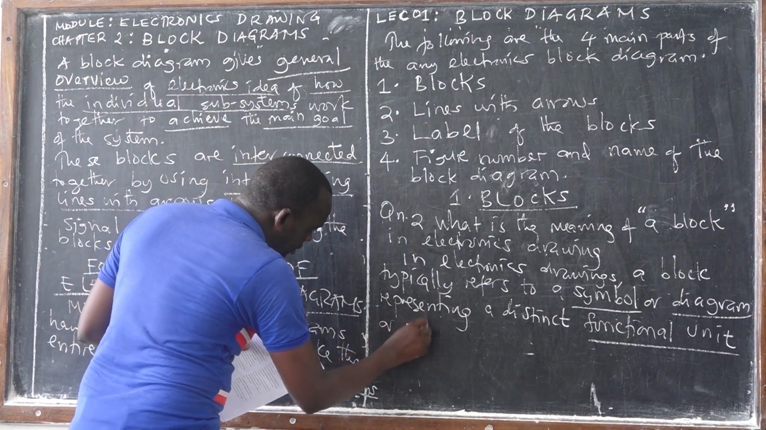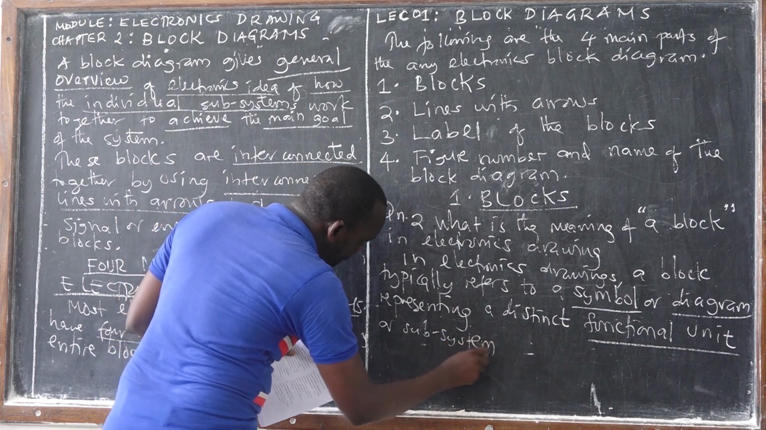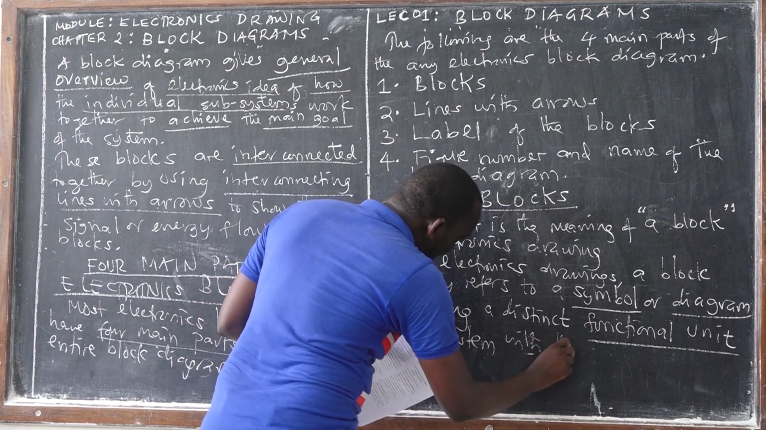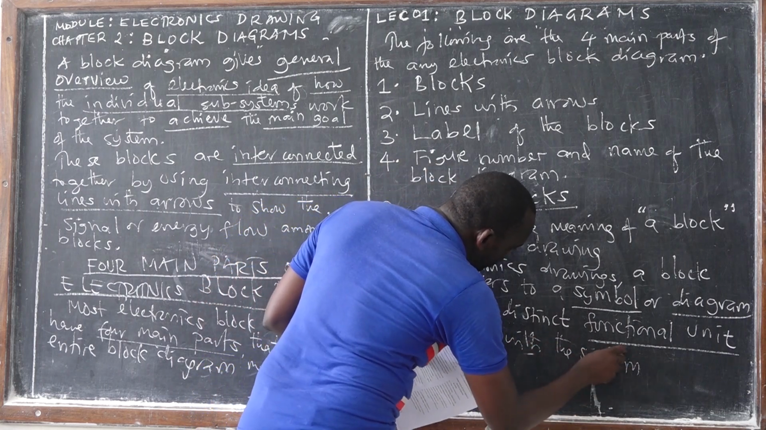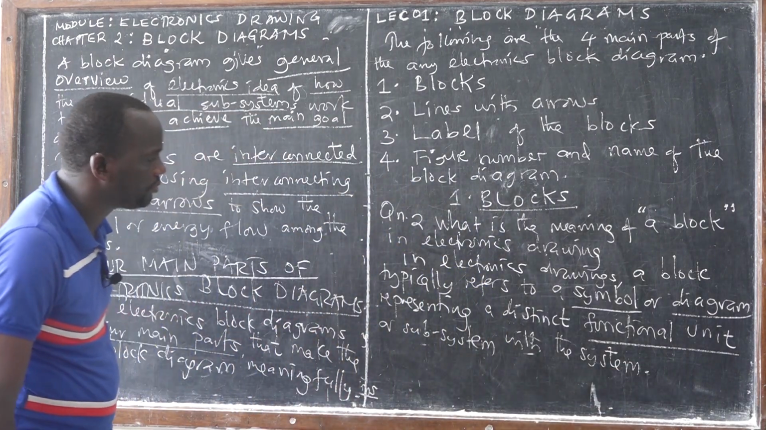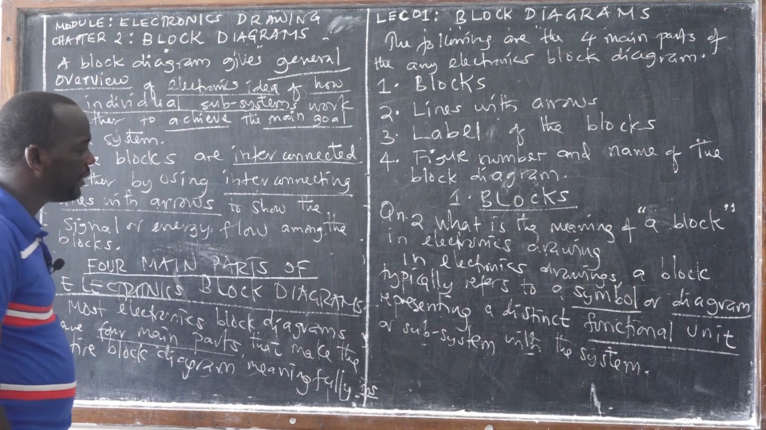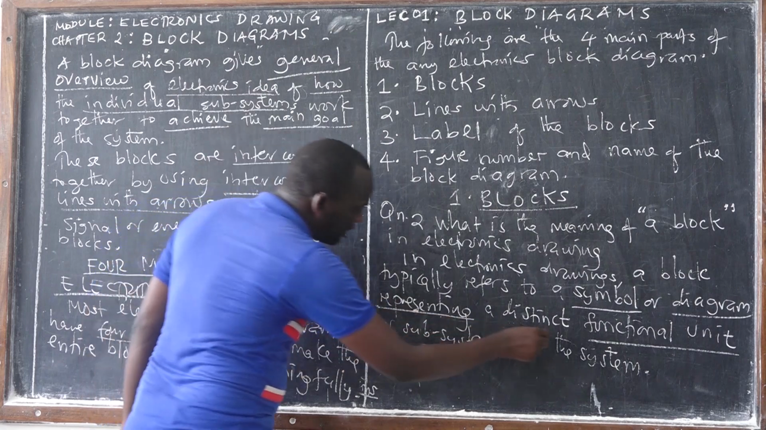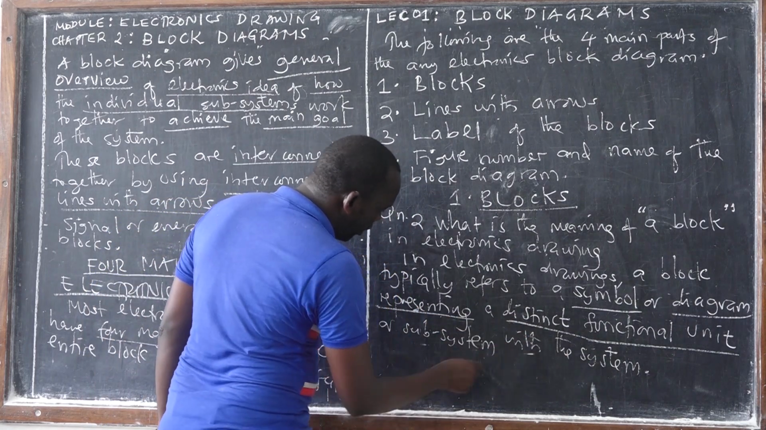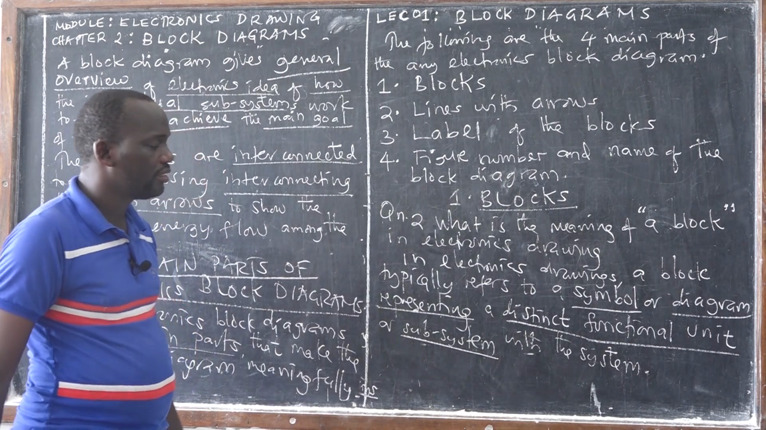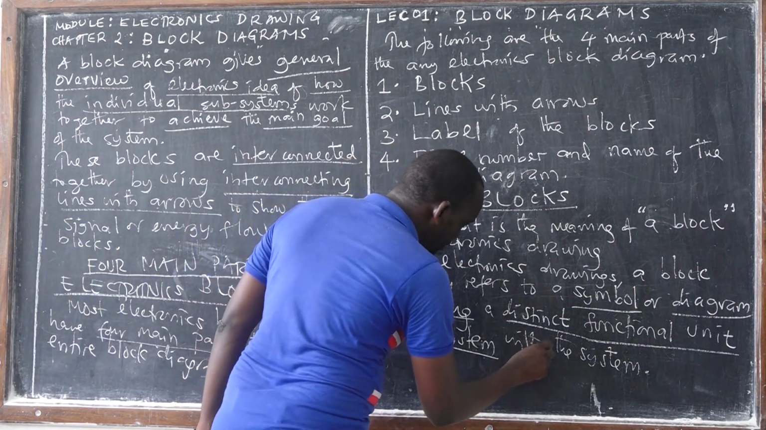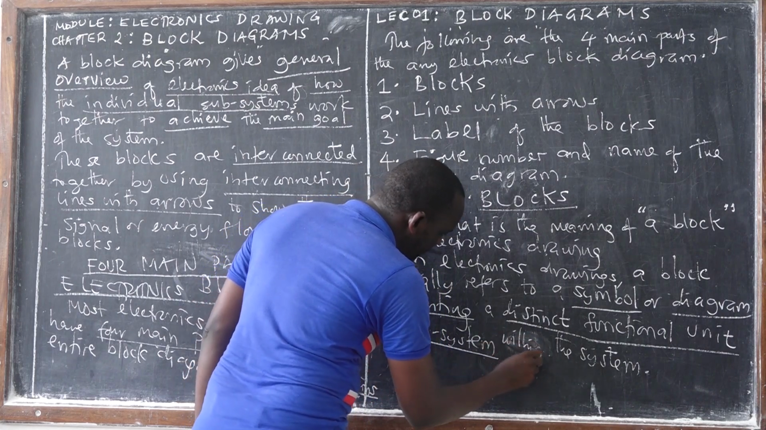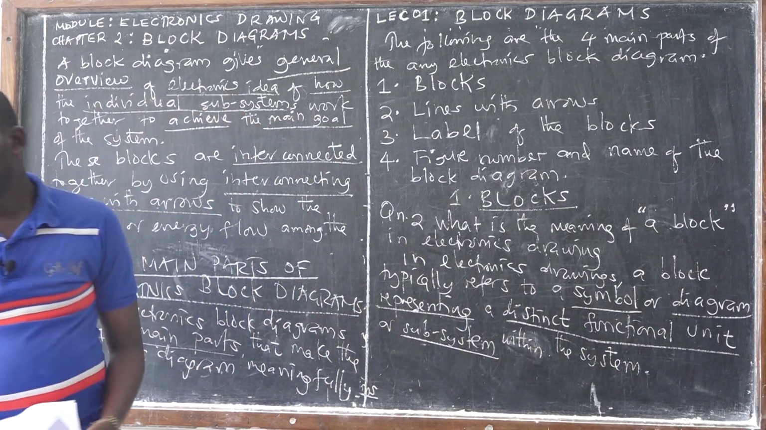Or subsystem within the system. So this is the simple definition of a block. In electronics drawing, a block typically refers to the symbol or diagram representing a distinct functional unit or subsystem within the system. Within the what? The system.